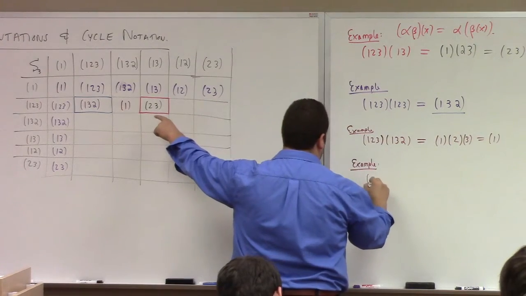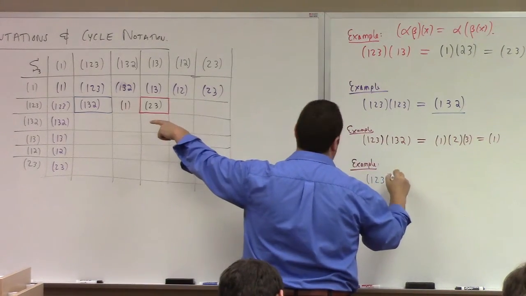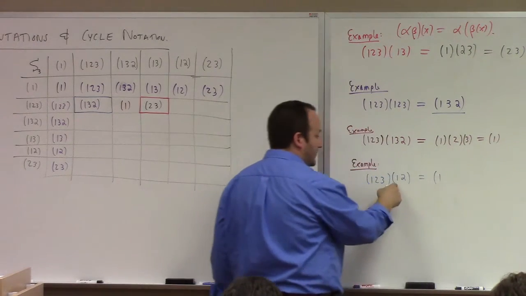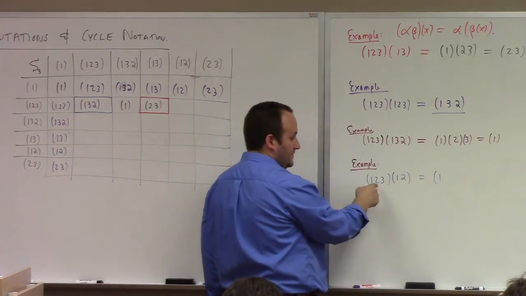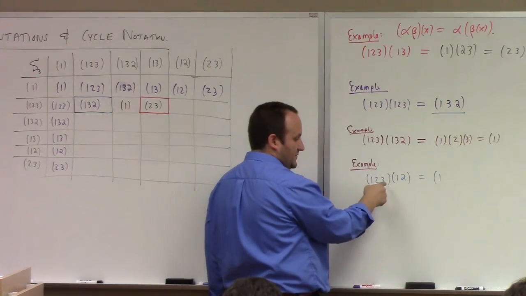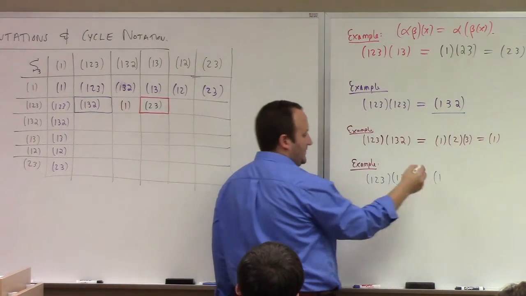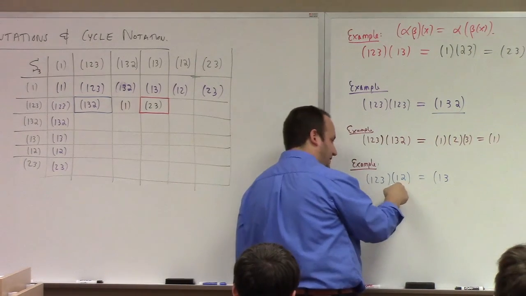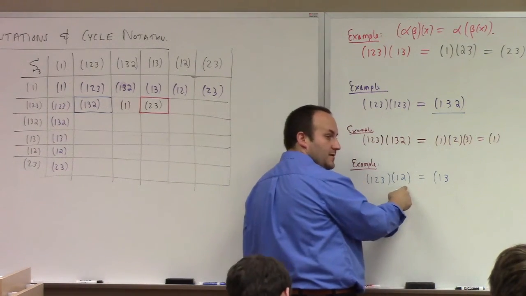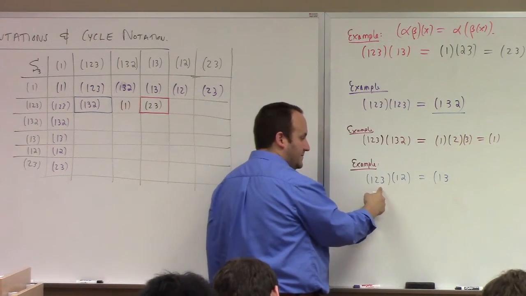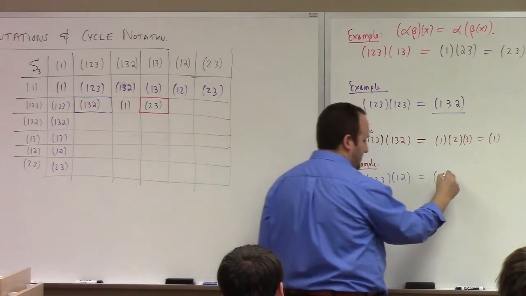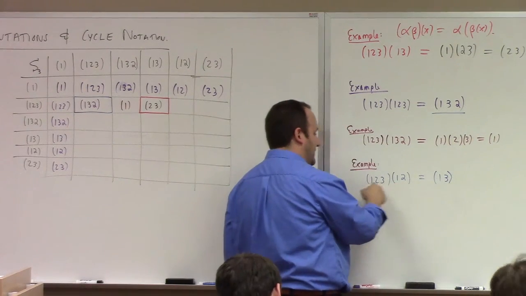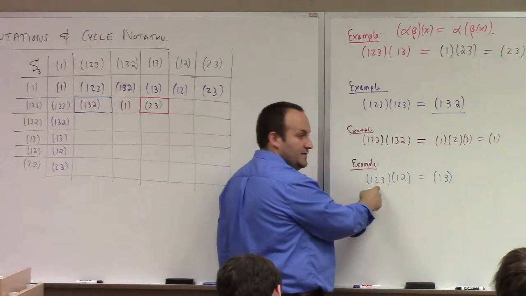(1 2 3) times (1 2). What do we get? We'll start with 1. 1 goes to 2. Then 2 goes to 3. So 1 goes to 3. Then what happens with 3? 3 goes nowhere in this one, and then here 3 goes to 1. The circle is complete. Then 2 goes to 1, but then 1 goes to 2, so 2 is a closed cycle. So it's just (1 3).